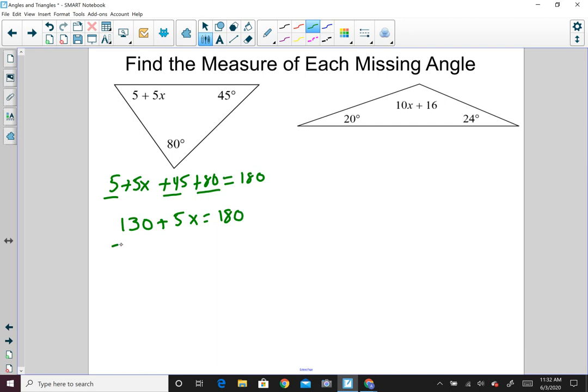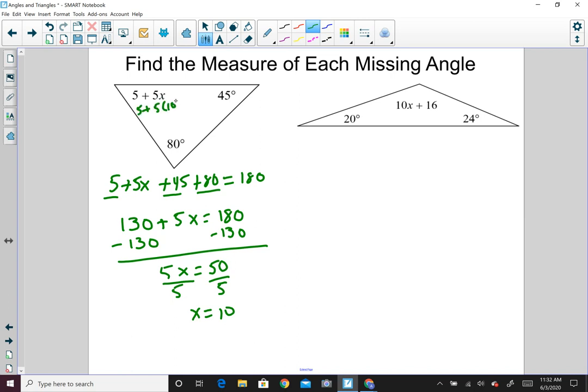Now I'm going to solve by using my inverse operation. Subtract 130 from both sides, and I get 5x equals 50. Divide both sides by 5. X equals 10. Put the 10 back in. This is 5 plus 5 times 10. So that's 5 plus 50. So that angle is 55 degrees.